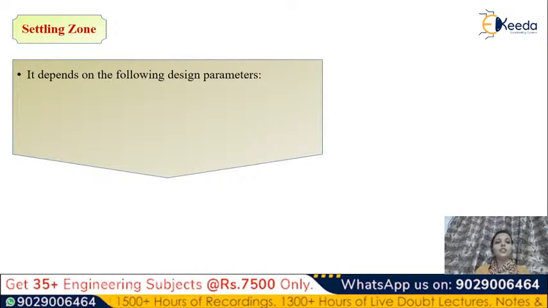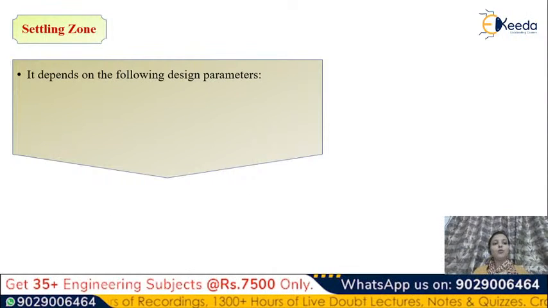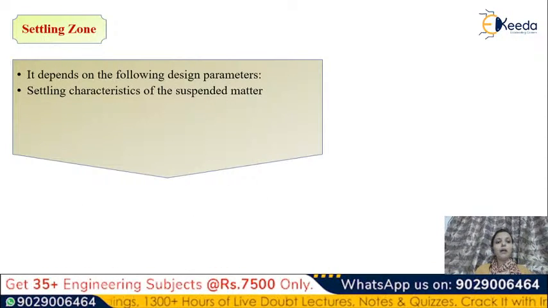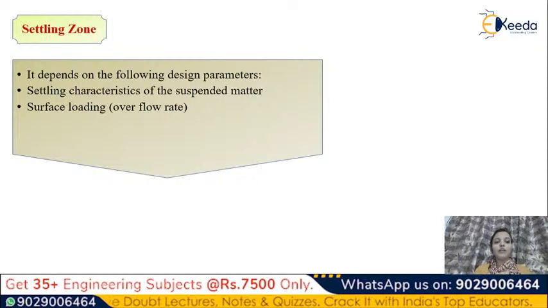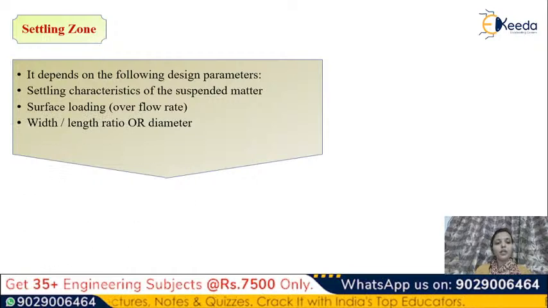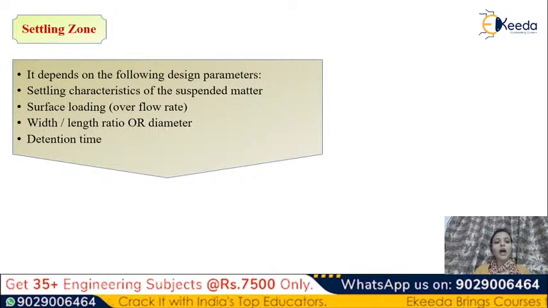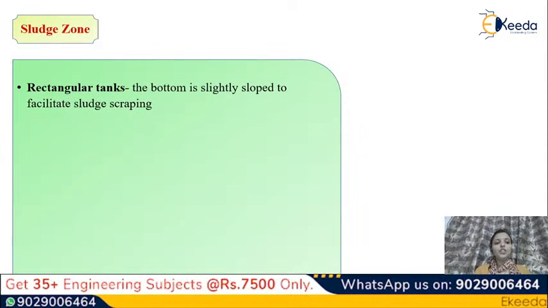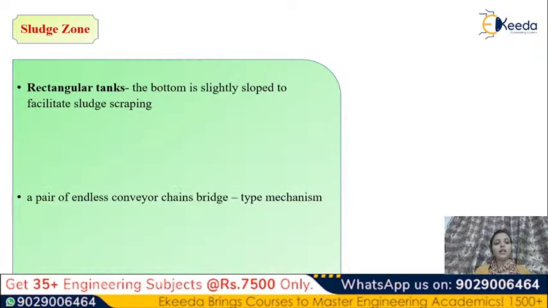The second zone is the settling zone. In the settling zone, it depends on the following design parameters: the settling characteristics of suspended matter, the surface loading or surface overflow rate, the width to length ratio or diameter, and detention time. Sludge zone. In a rectangular tank, the bottom is slightly sloped to facilitate the sludge scraping. So generally we are providing some slope at the bottom of the tank.